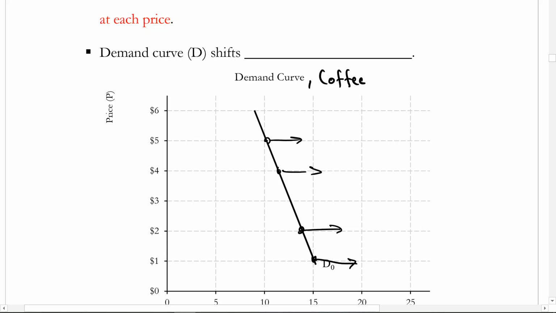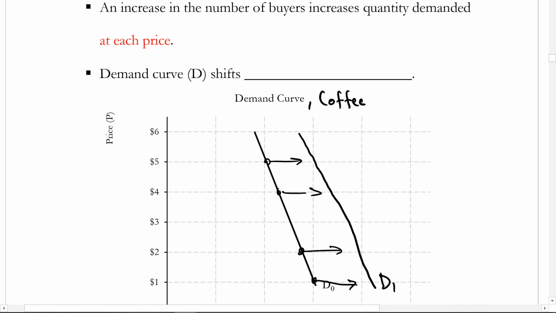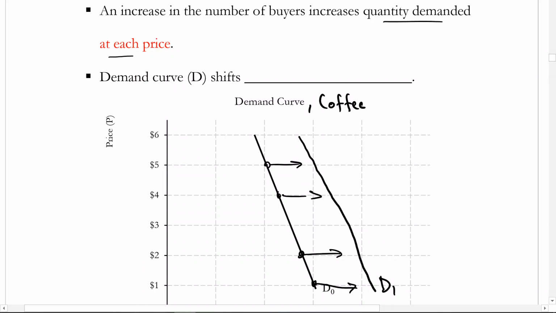So at every single price, the quantity demanded increases. And if the quantity demanded increases at each price, it's an entire shift in demand, an entire increase in demand, and the demand curve shifts right. Okay, and you could also call this an outward shift. I guess I'll put that in parentheses here.